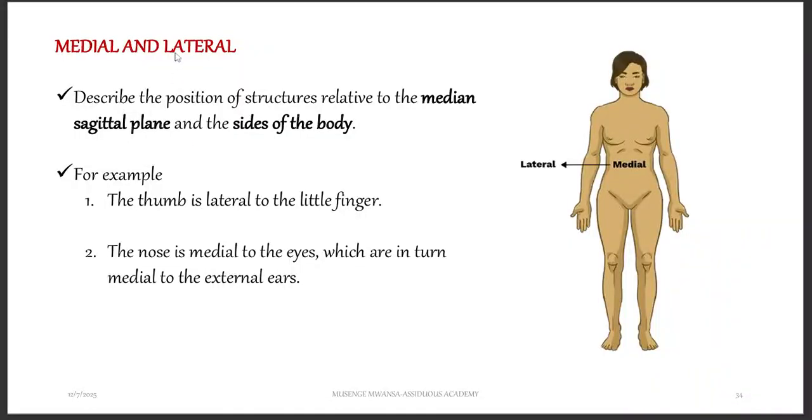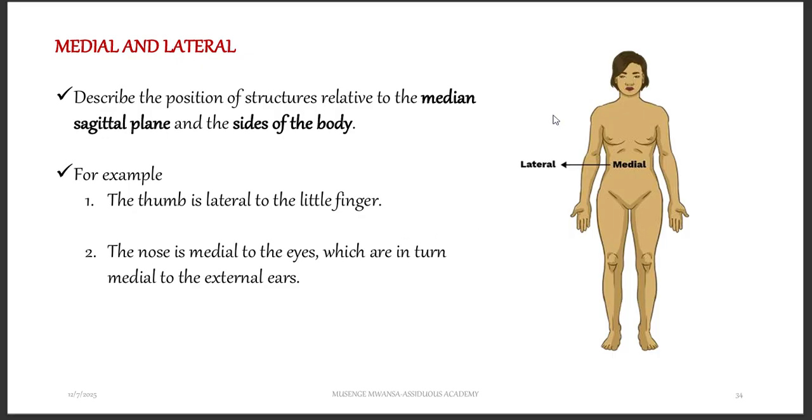And then we have medial and lateral. We use medial and lateral when you are comparing through the median plane. Remember, the plane that passes through the middle is the sagittal plane, also known as the median plane or the mid-sagittal plane. So any structure that is near the middle of the body, we call it medial. Any structure that is away from the middle of the body, we call it lateral.